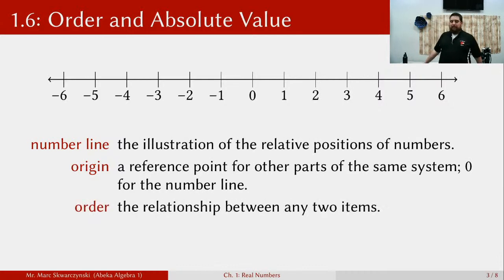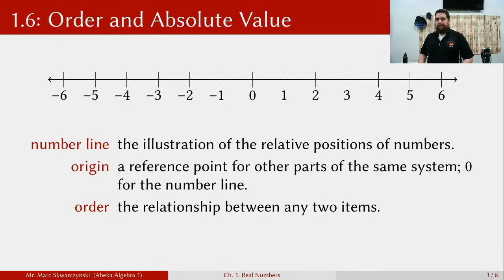Now, an order is a relationship between any 2 items, and this is actually critically important. In mathematics, we have what's called the law of trichotomy. That means the law of 3 things, or 3 relationships. Numbers can be equal, one can be less than the other, or one can be greater than the other. One of those 3 things must be true, and only one of those things can be true. And so that's really what we're going to look at here.